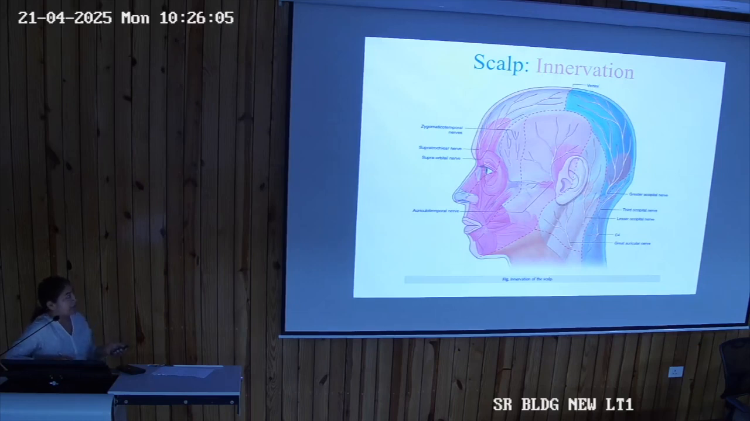So this area, till the tip of the nose, is supplied by V1, that is the ophthalmic division. Then in the middle, if you can see, it is crossing the zygomatic arch and coming to the angle of the mouth. This region is supplied by V2, the maxillary division, and below it, anterior to the auricle, is supplied by V3, the mandibular division. And the posterior region of the scalp is supplied by the branches of the cervical nerves.